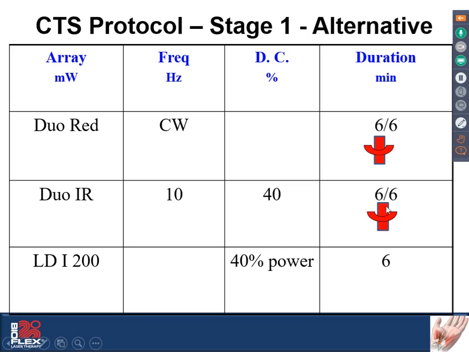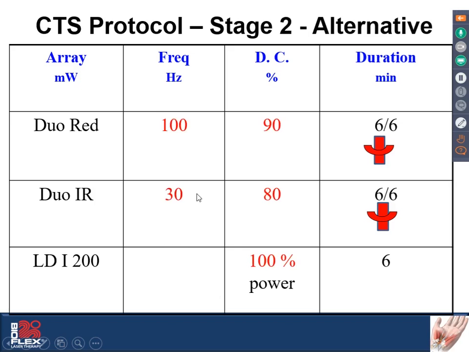So if I were to choose the protocols, I would customize the wrist protocol and set it up as two placements instead of one. And similarly, use the LDI 200 probe at 40% power and the red for the same amount of time, 100% power if you do happen to have it.